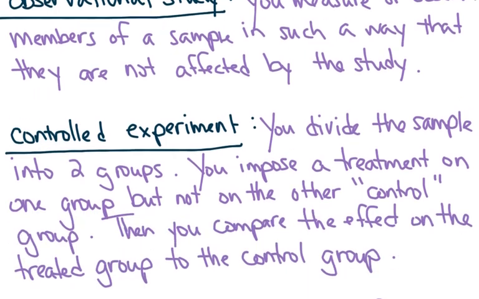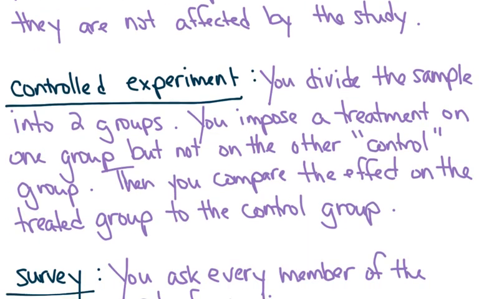Another type of study method is called a controlled experiment. You divide the sample into two groups. You impose a treatment on one group, but not on the other control group. Then you compare the effect on the treated group to the control group. You may know this better as drug studies, where they'll always have what's called the placebo group and the treatment group. And then they'll study the effects of each group as to whether a certain medicine is effective against certain illnesses.